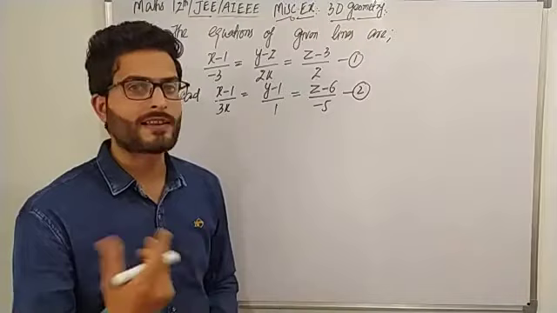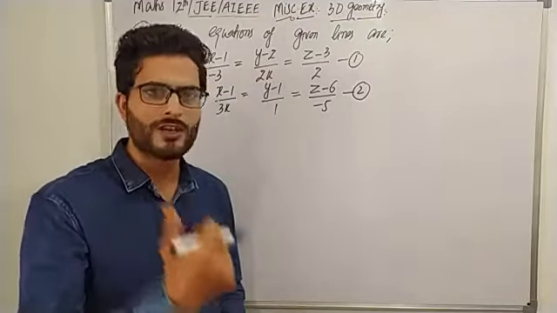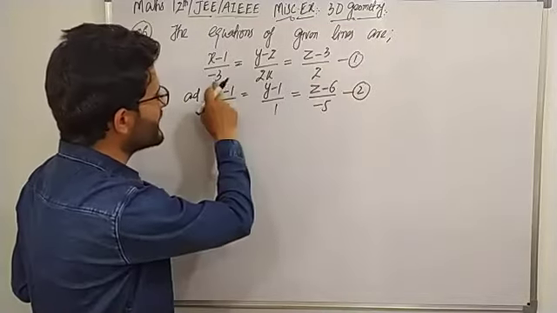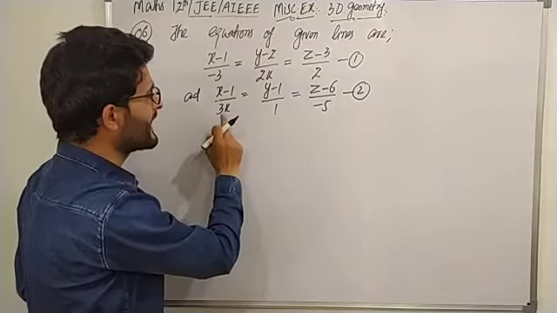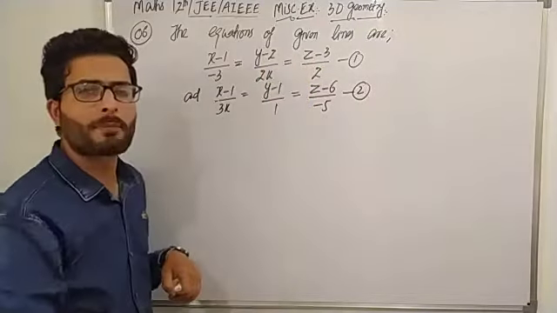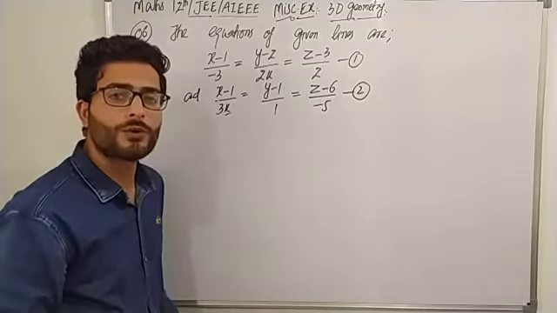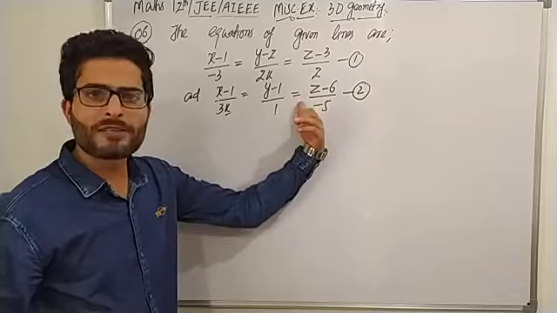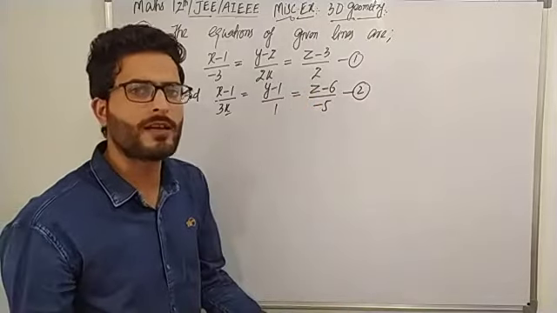Here a, b, c are the direction ratios of a vector parallel to the line, or we can say that they are the direction ratios of the line. So the direction ratios of the first line are minus 3, 2k, 2, and the direction ratios of the second line are 3k, 1 and minus 5. Now it is given that these two lines are perpendicular and we need to find the value of this unknown k. So dear students, if these two lines are perpendicular to each other, then the sum of products of their direction ratios must be 0.